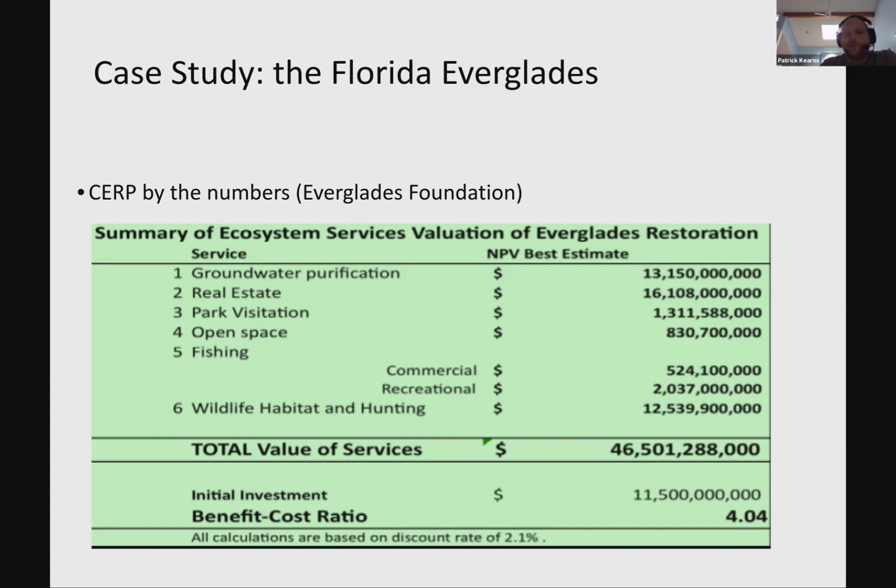So when you do the math, it comes out to be about $46.5 billion. And when you calculate a return on investment, or that ROI, you get 4.04. So you divide 46 billion by 11 billion, which gives you about, for every dollar spent, the state of Florida, the federal government, whatever you want to say, derives $4 back. And that's pretty dang good. A 4-to-1 return on investment.